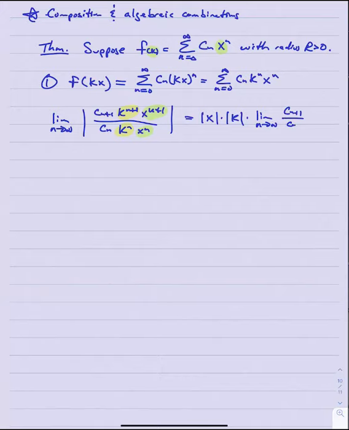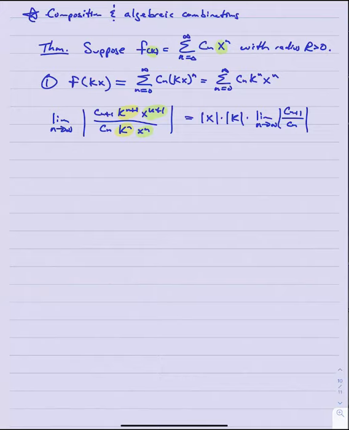So if I do my ratio test on this series, I'm going to do the limit as n goes to infinity of c sub n plus 1 k to the n plus 1 x to the n plus 1, all of that over c sub n k to the n x to the n. And of course, as usual, I know that these two are going to make a factor of absolute value of x that I can take outside the limit. Also, I get these two, which will make a k inside the absolute value. When I factor that out, that's going to give me an absolute value of k. And then what's left is the limit as n goes to infinity of c sub n plus 1 over c sub n.